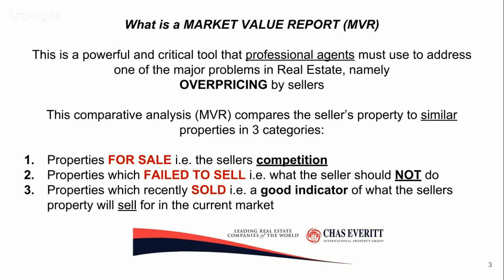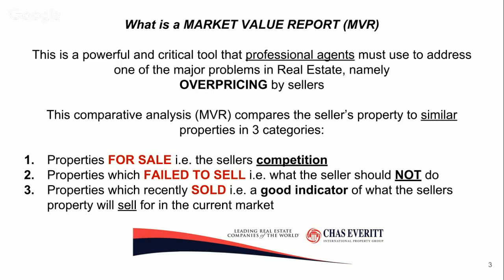The third category of properties in a proper CMA are the recently solds. And they are most probably the best indicator of what the seller's property will sell for in the current market. Notice that it is vitally important again to emphasize the word similar properties, so that one in a CMA cannot use properties which are very, very dissimilar to your client's property.